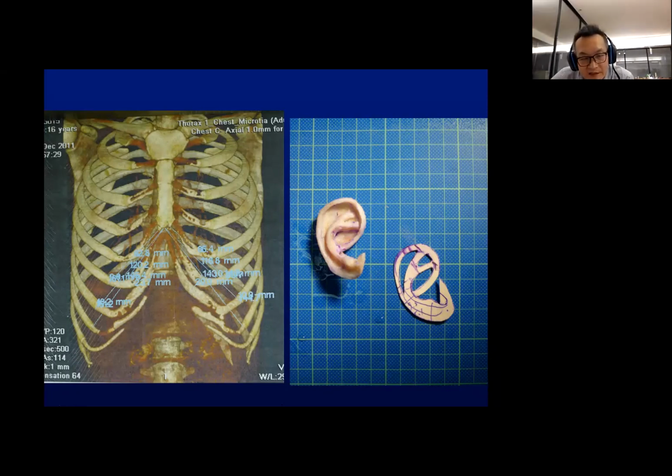Nowadays, I did this case about 10 years ago. At that time, you can see the patient is 16 years old, but you can see the cartilage is so calcified.